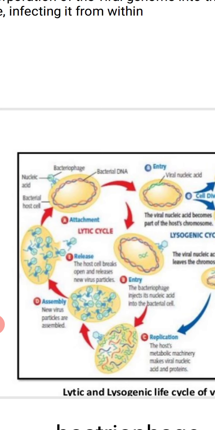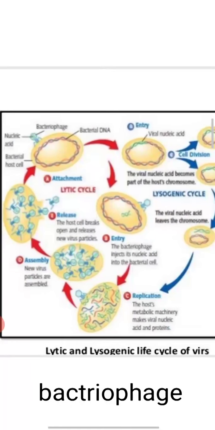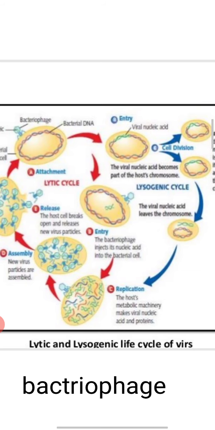So this is the attachment. And then what happens next is penetration or entry. The bacteriophage injects its nucleic acid into the bacterial cell. For it to inject the DNA into the bacterial cell, it is helped by some phage lysozyme that will degrade a portion of the bacterial cell wall.